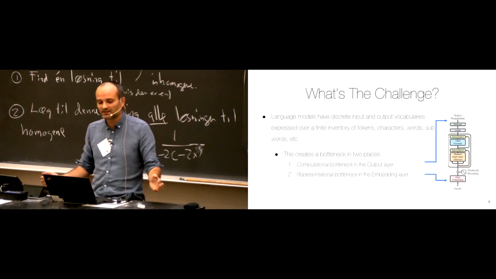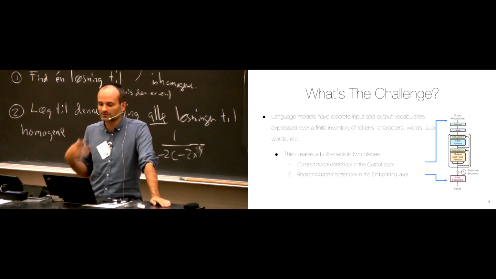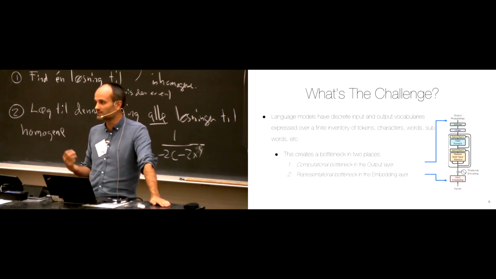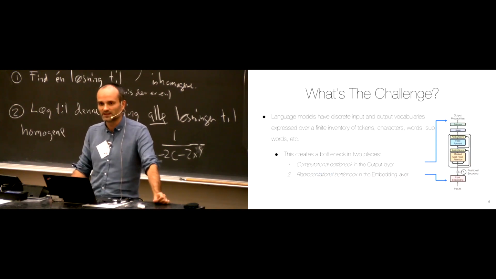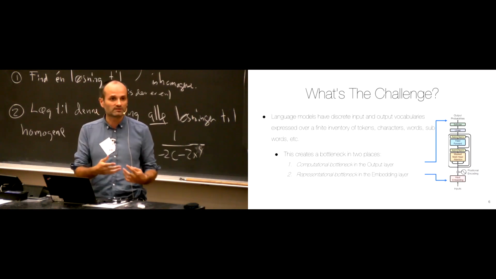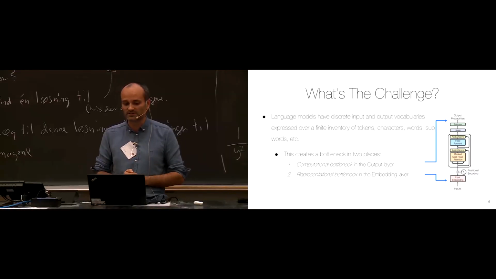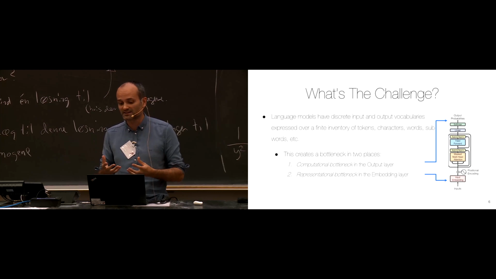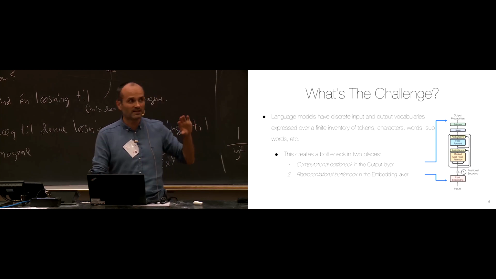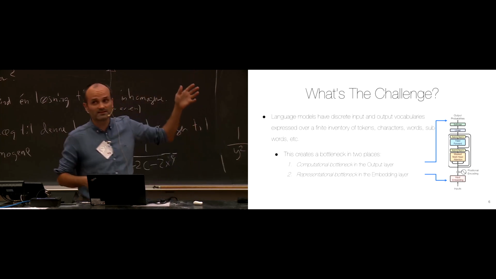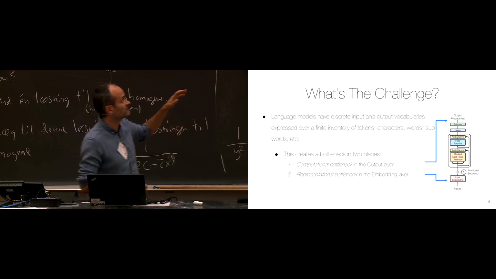So what's the main challenge here? It's that language models have a discrete input and output vocabulary that's expressed over what we call tokens, characters, words, or subwords. And this creates bottlenecks. It creates them in the input layer. I don't know why these slides are inverted color, I apologize.